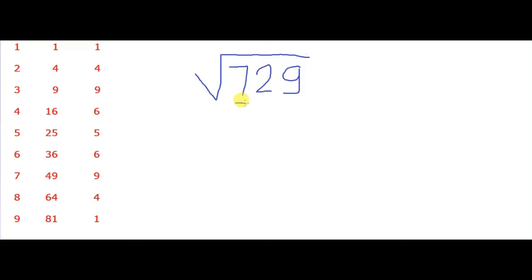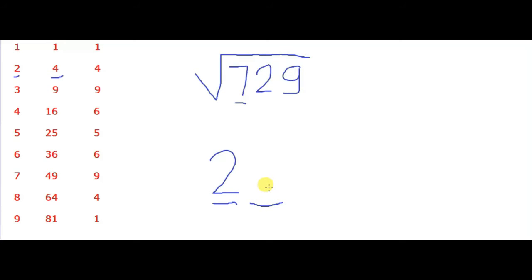So find the number equal to 7 or less than 7 in the second column. There is no number equal to 7. So the number less than 7 is 4. Take the square root of that number, that is 2. That is our first digit. So this 2 is the first digit of our answer. We have to find out the second digit of our answer.